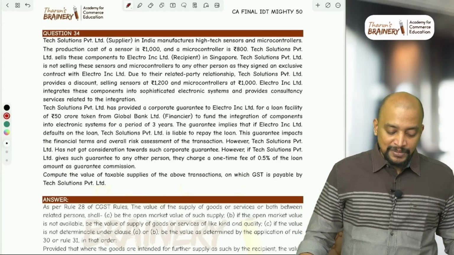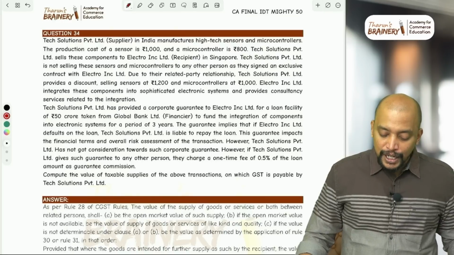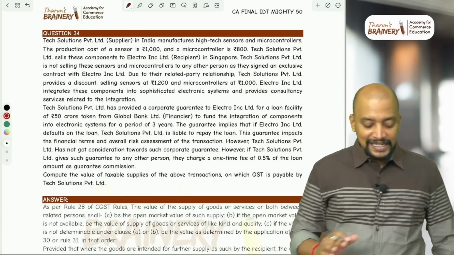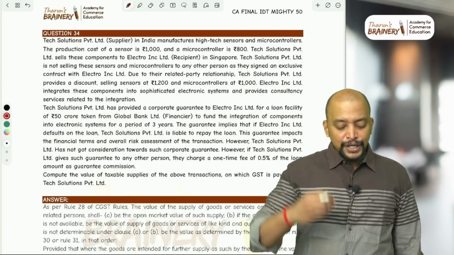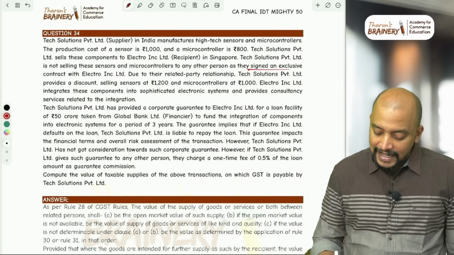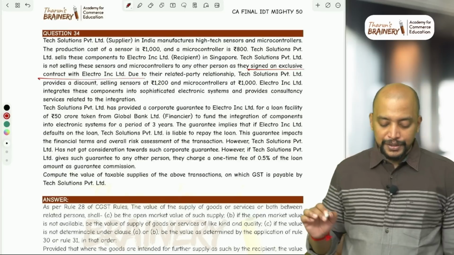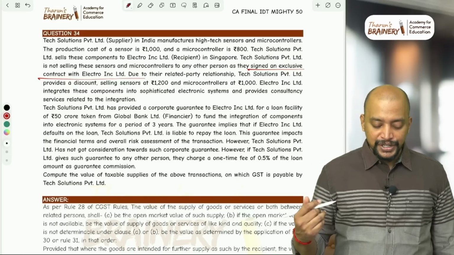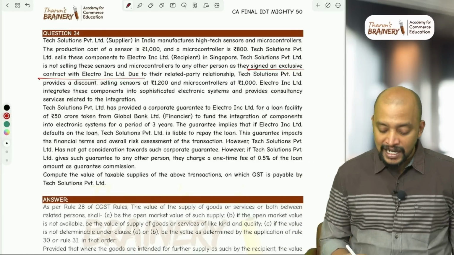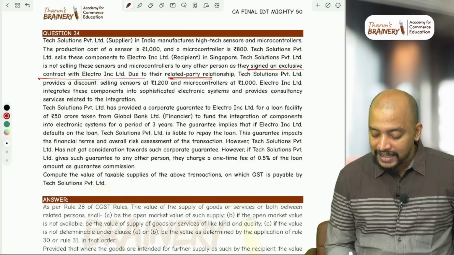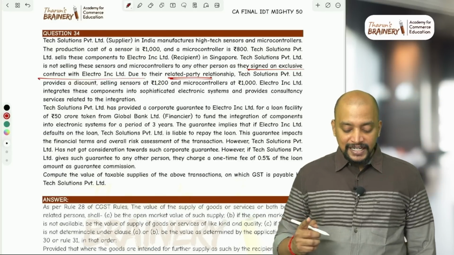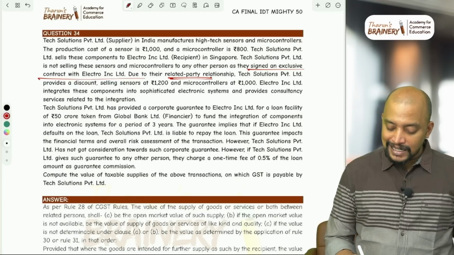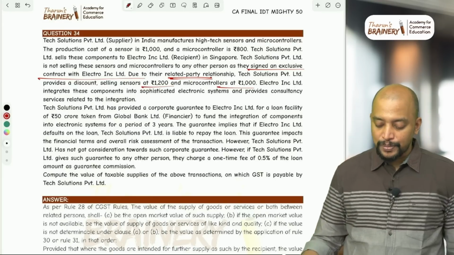Tech Solutions Private Limited sells these components to Electro Incorporation Limited, recipient in Singapore. Tech Solutions Private Limited is not selling these sensors and microcontrollers to any other person, as they signed an exclusive contract with Electro Incorporation Limited. So basically, now this Electro Incorporation Limited is located outside India, and due to their related party relationship, means they both are related parties, Tech Solutions Private Limited provides a discount, selling the sensor at 1200 and microcontroller at rupees 1000.